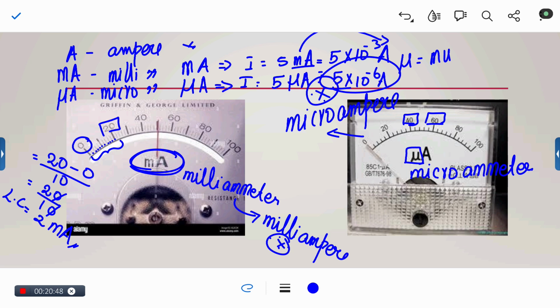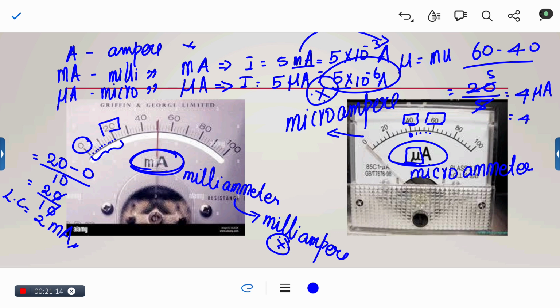In these two, what is the maximum? What is the minimum? 40. Why? Count how many divisions are there between 40 and 60. 0, 1, 2, 3, 4, 5. 60 minus 40, 20, by 5, that is 4. So 4, what is given? Micro. 4 microampere. If I am going to convert this, I can write it as 4 into 10 to the power of minus 6 ampere. Clear?